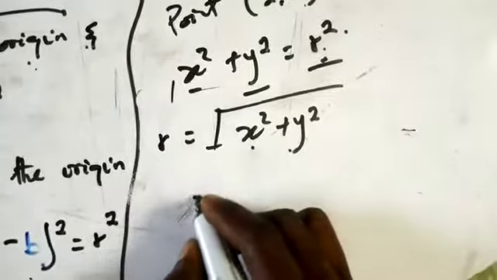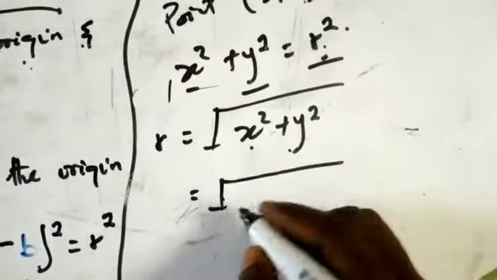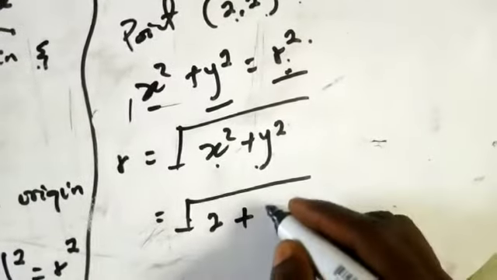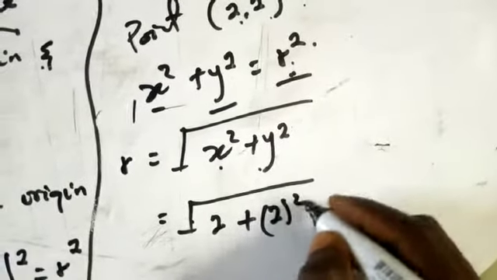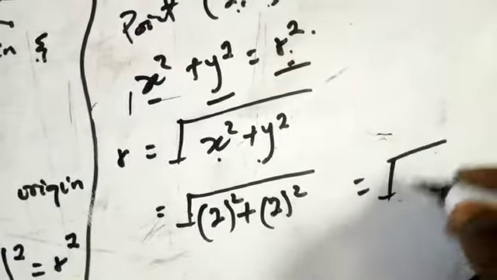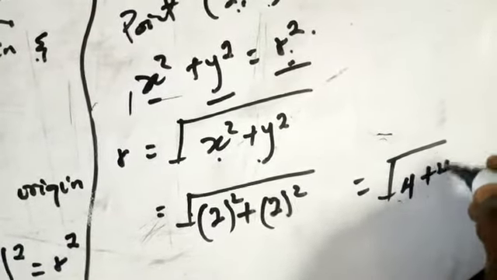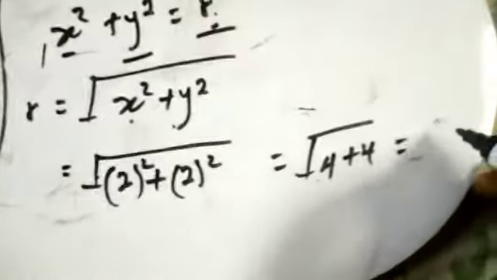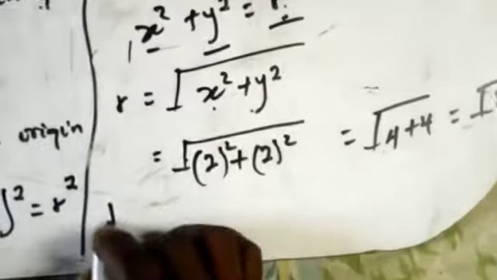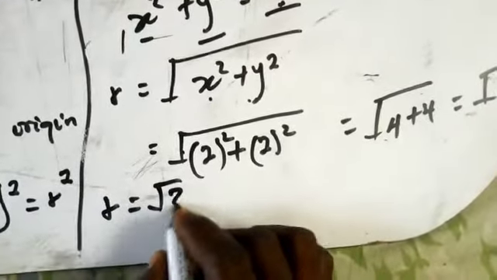So I'm having r to be equal to the square root of x is 2. Can you see that from here? x is 2, plus y, which is also 2, all squared. This one squared, and then this squared, based on this formula. So this will be equal to the square root of 4 plus 4, which is equal to the square root of 8. So what is this 8? This is the r. So you have r to be equal to root 8.